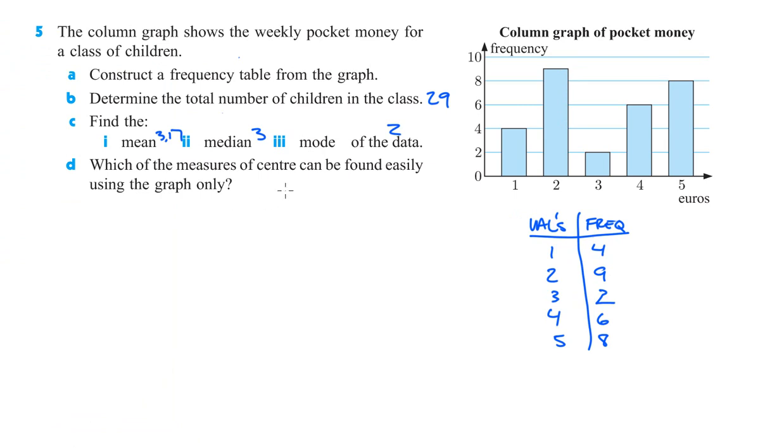Which of the measures of center can be found easily using the graph only? Well, the easiest one would be the mode. Sorry, the mean's not going to be very easy to find, and the median, not really either. So I'd go with probably the easiest one is definitely the mode.